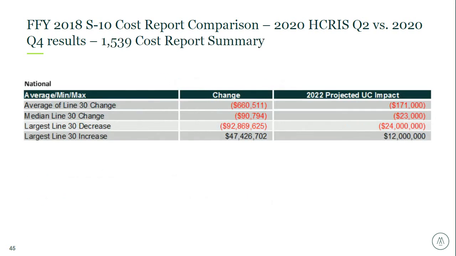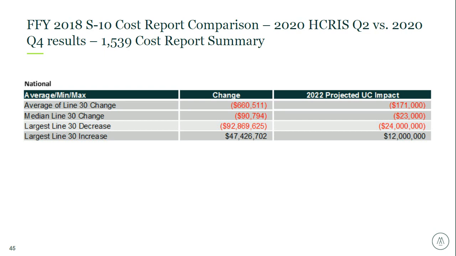So in summary, what do all these numbers mean in actual UC reimbursement? Because I don't want that to get lost with all the changes on S-10. This table summarizes the results of the changes for these 1,539 providers we just walked through. There was a total of 1,050 hospitals that saw their line 30 decrease, while 489 saw an increase.